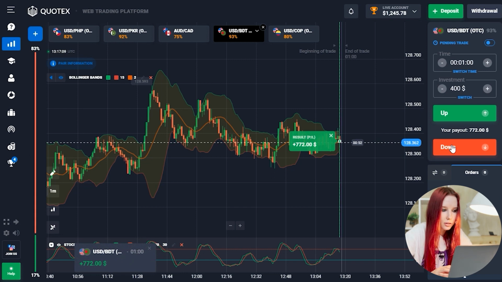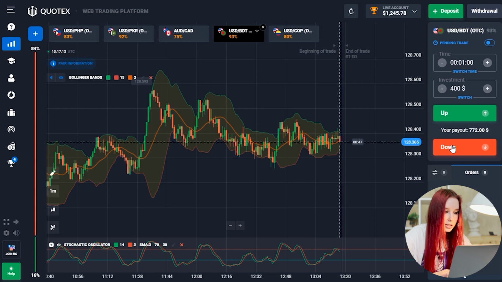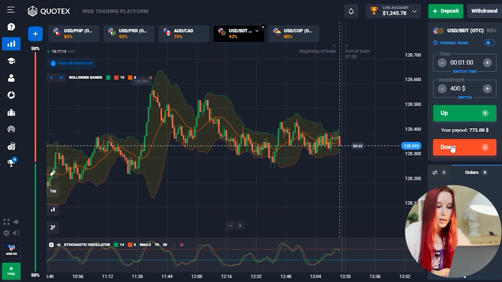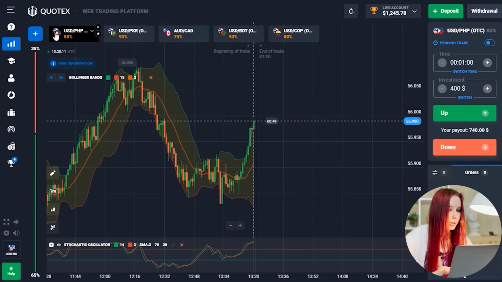Cool, profit, it's okay. Finally, and as you can see, the price continued its downward movement. Well, according to the stochastic oscillator, we see that the price has reached the 70 mark and it's starting its reversal. Okay, let's look at another situation for today, and I think that will be enough.